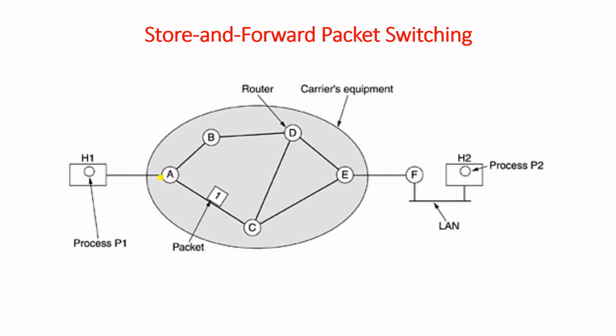These decisions can depend on the current traffic and current topology. In packet switching there is no fixed path. Packets are routed independently, they follow different routes, and at the destination they are reassembled. This oval here is the carrier's equipment, and the devices within this oval are known as routers, and this is the packet. Here it is shown as packet 1. There may be so many packets in the subnet.